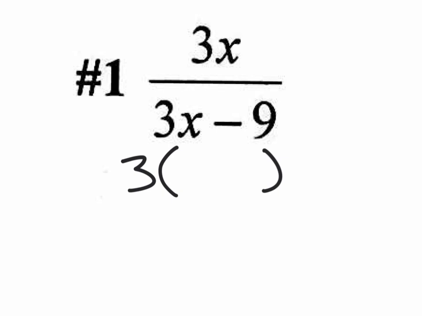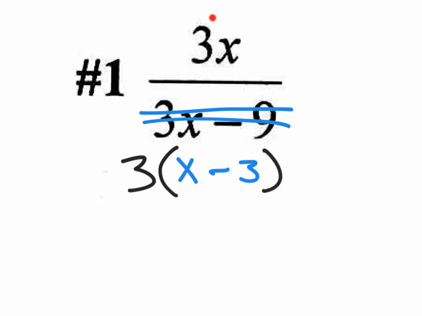If I pull out a 3 from the bottom, what's going to be left? X minus 3, correct? Okay, so I already rewrote this denominator. I rewrote it to this. It's the same thing. So what I want to do, so I don't get confused, I want to put a couple of lines through here because here's my new denominator, okay?